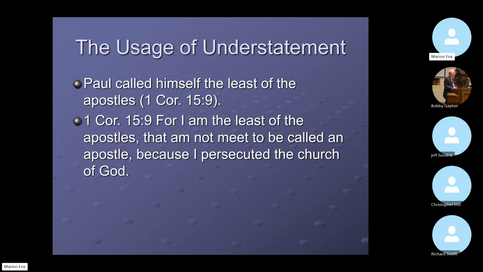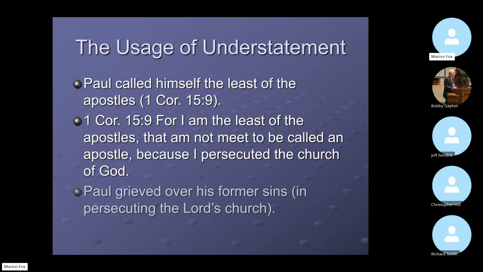He clearly remembered his past, what he had done, and he wishes he could go back. I think that's what shows his repentance. I wish I could go back and do it, but I can't. I've been involved in killing people, like Stephen, and I wish I could go back and undo it, but I can't. I'm just going to go forward from this point.